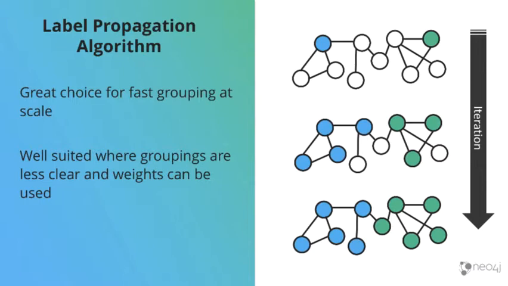If we add weights to relationships, as we do there at the top, we can see how that may change groupings. So there's a lot we can do with weights and seeds to help our algorithm learn.